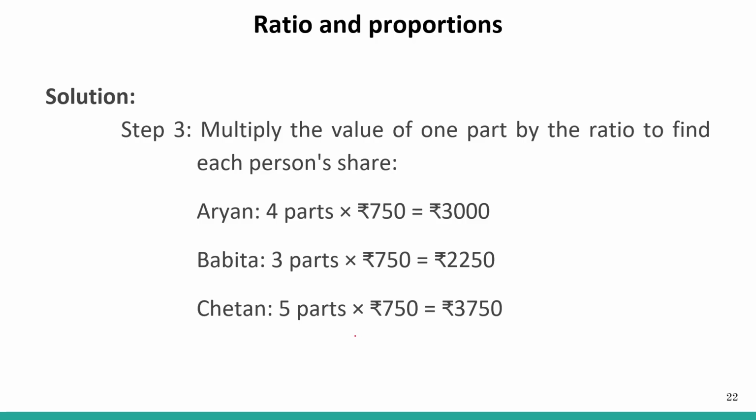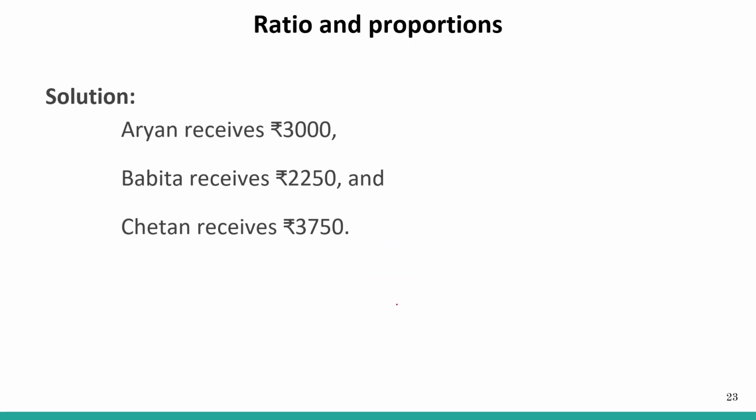Step 3 is to multiply the value of one part by the ratio to find each person's share. Aryan gets 4 parts into 750, which is equal to 3000. Babita gets 3 parts into 750, which is 2250. Chetan gets 5 parts into 750, which is equal to 3750. So Aryan receives 3000, Babita receives 2250, and Chetan receives 3750.